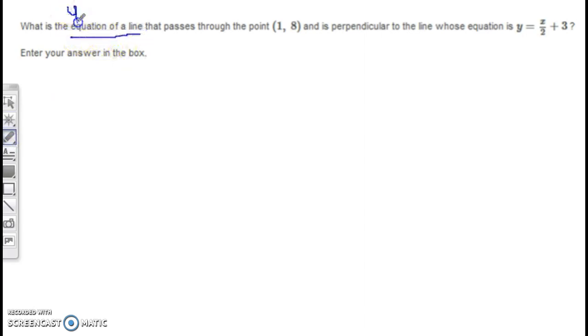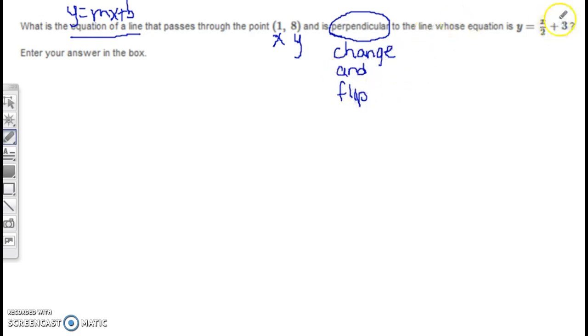Equation of a line. So I'm going to go ahead and make myself a note that I'm looking for y equals mx plus b. That passes through this point. So I'm going to label that x and y. And is perpendicular. I'm going to make myself a note that I have to change the sign and flip it to this original equation. And the nice thing about this problem is this original equation is in slope-intercept form. The only thing that looks a little weird is we have an x on top, but remember there's really a 1 in front of that x.